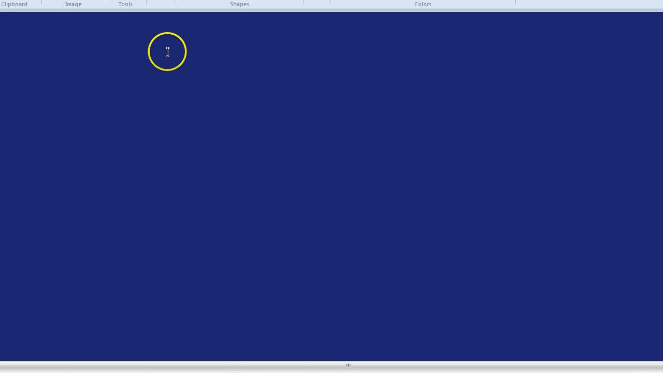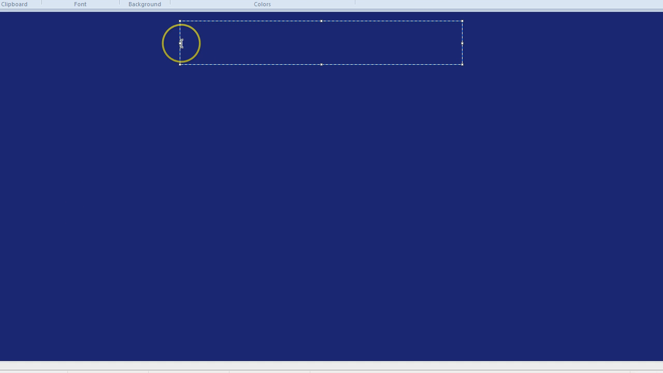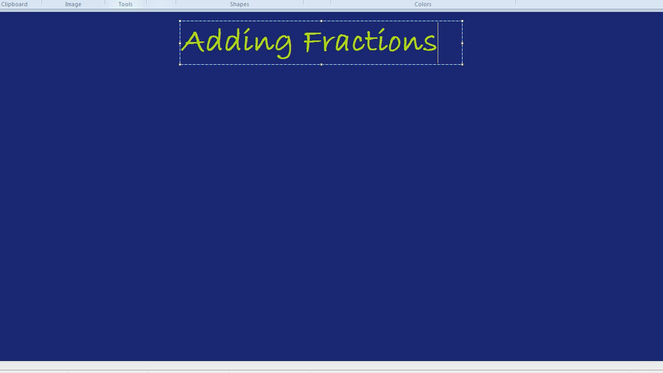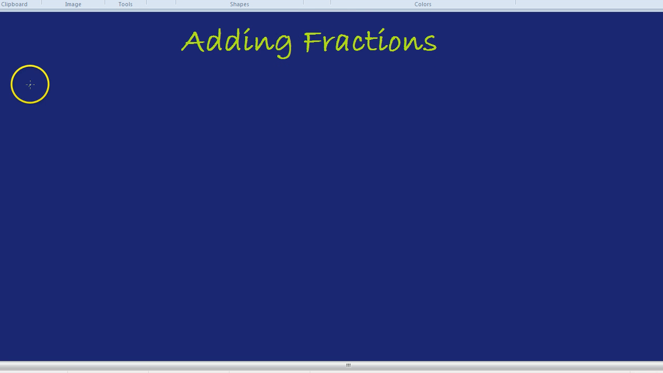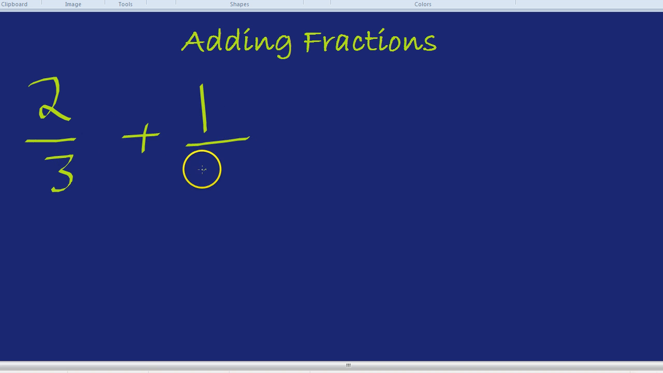We're now going to take a look at adding fractions. Adding fractions is slightly more complicated than dividing fractions or multiplying fractions. Let's take an example. If we had 2/3 added to 1/2, how would we add those fractions?